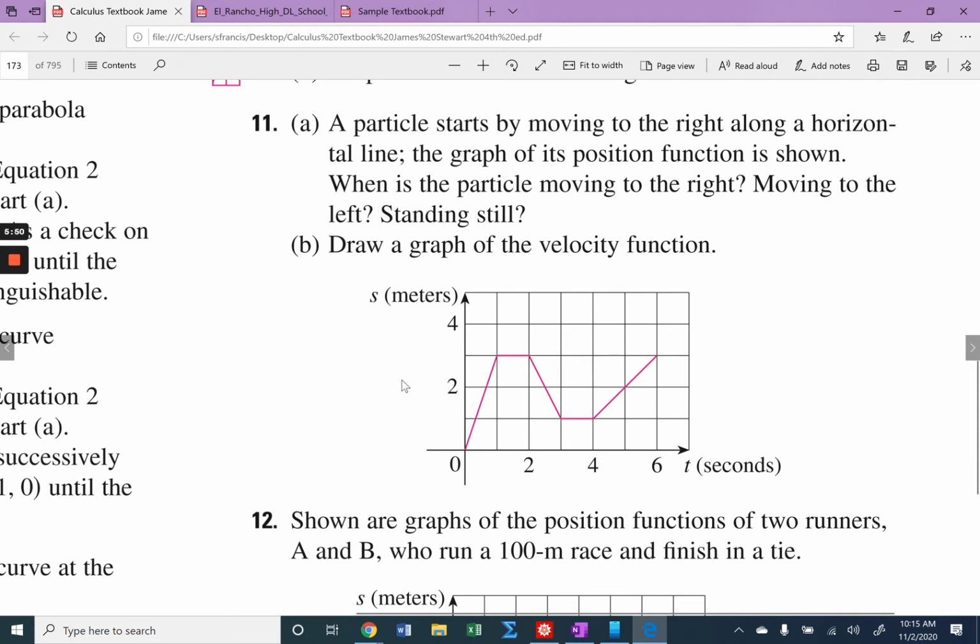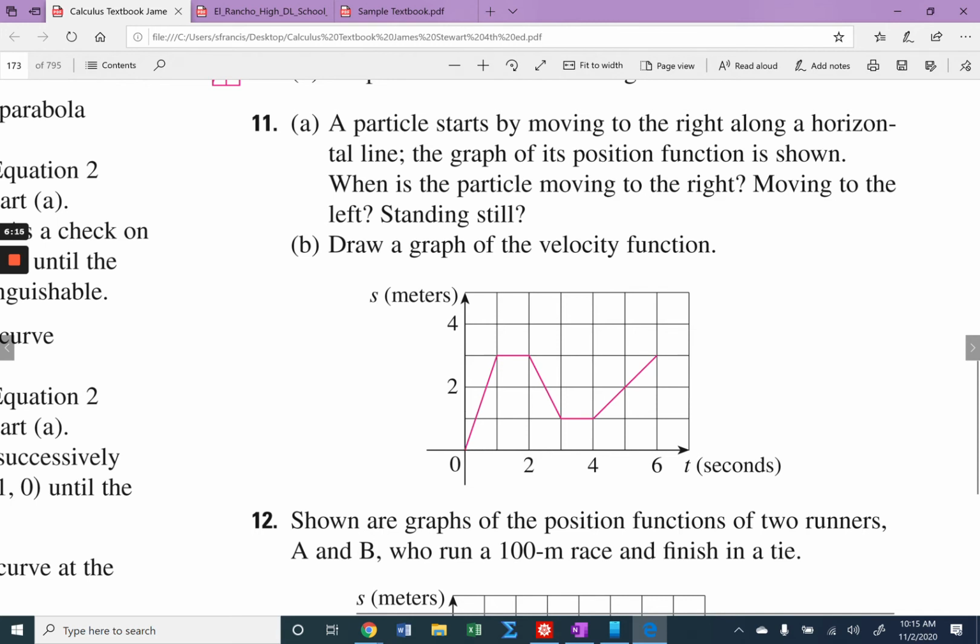Well, the moving-to-the-right part: as it says here, a particle starts moving right along the horizontal line. So it's moving horizontally here. It's not moving along this diagonal. This just tells you how far it is at any given time from the starting point. It's just moving back and forth. This is its position function. So it starts at the origin, okay?